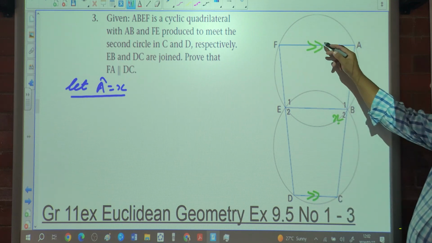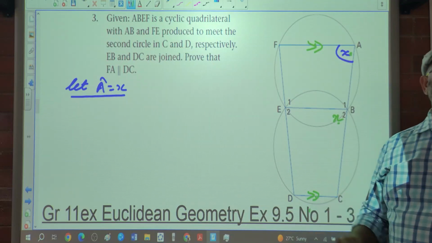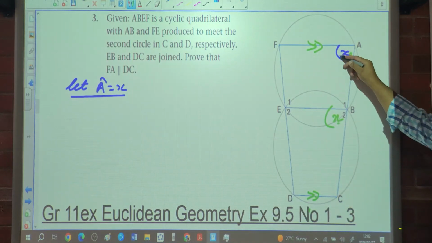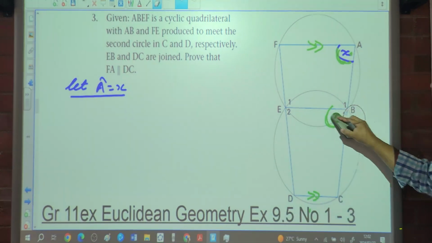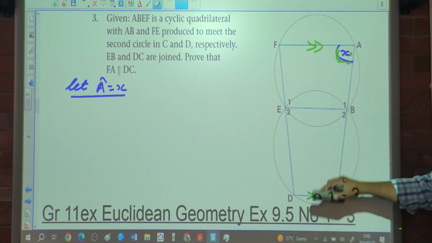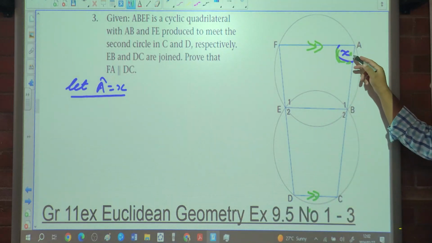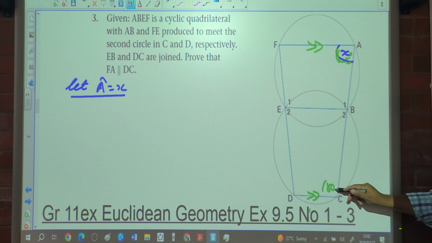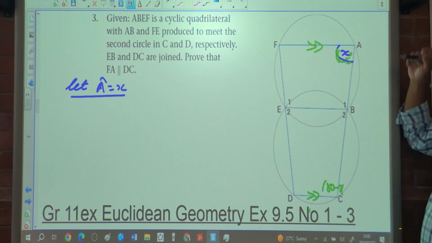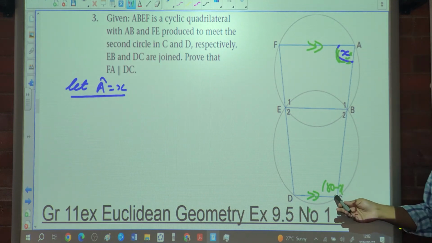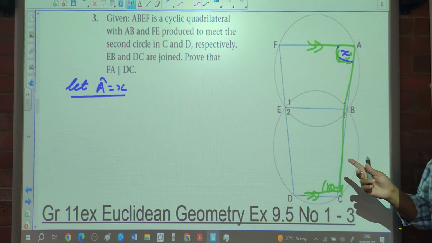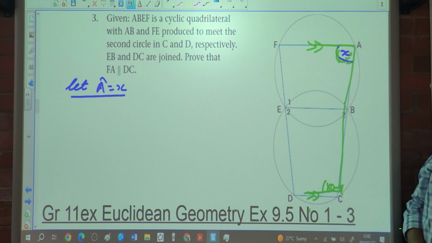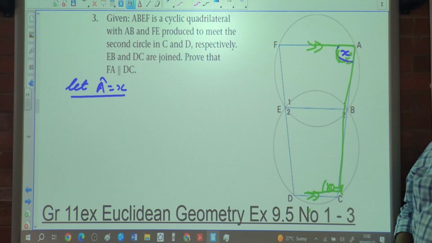We can prove, if these lines were parallel, then what? And this wouldn't be the same. Why? Because the lines are not parallel. Co-interior. That's what I was waiting for. If this is X, then this would have been 180 minus X. Why? Co-interior angles. You all agree with that? So what we're going to do is try to prove that these are co-interior. We're going to try and prove this is 180 minus X. You guys understand? Okay.